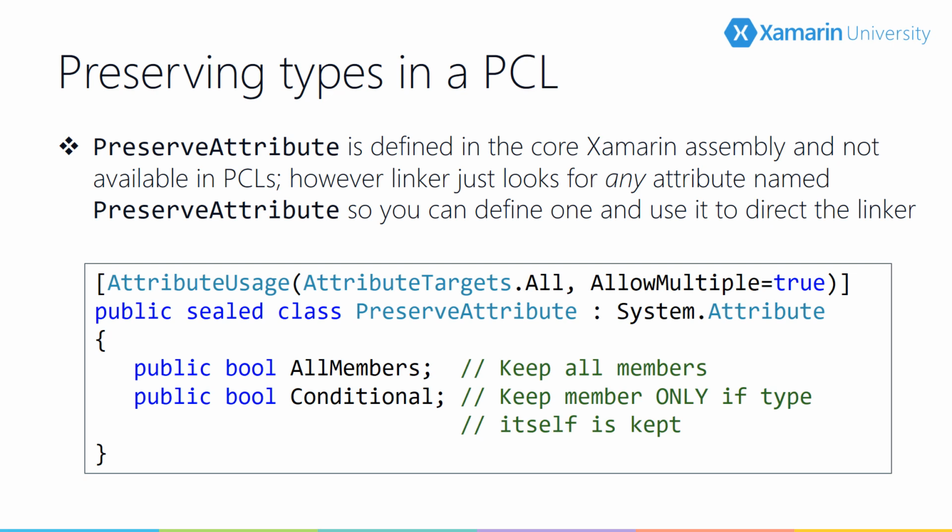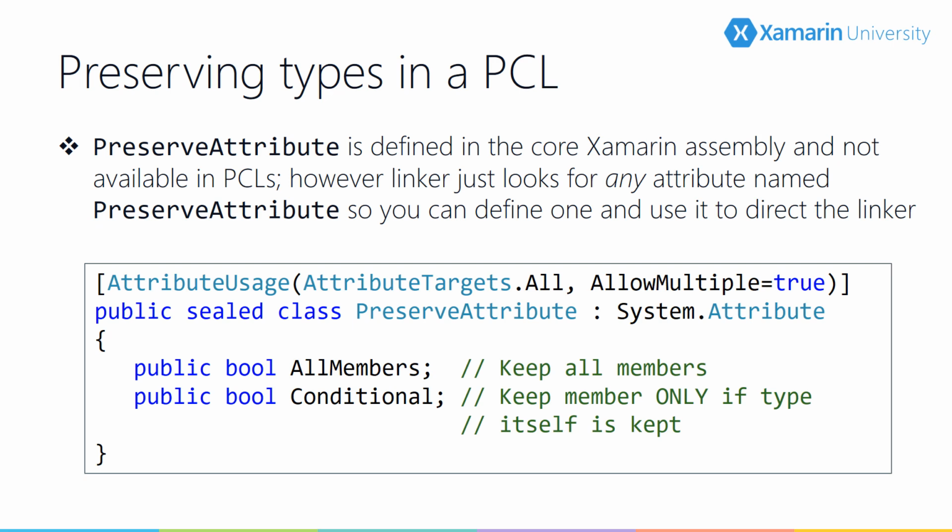Now, it's very likely that you're using a PCL or a shared asset project to hold your shared business logic. So the preserve attribute is actually part of the core Xamarin assembly, and it's unavailable to portable class libraries, but it is available to those shared asset projects. So to allow you to use this in PCLs, the linker specifically looks for this attribute by name only. Now that means that you can define your own PCL version of the attribute as shown here, and then apply it to your classes and members, and the linker will respect it. Now the namespace is not important. The linker simply looks at the name of the attribute.